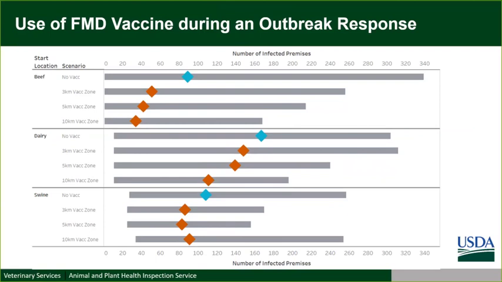So you're seeing here the comparison of scenarios for the 3 different start locations, so beef, dairy, and swine, and within them comparing 4 different scenarios of not using vaccination at all versus applying vaccine in 3 different size zones. And so you can see, first off, that in all cases we can shift the curve to the left, or have smaller outbreaks and smaller durations, if we apply vaccine within containment zones. And so in beef and dairy, we see the most impact when it's within the zone at the 10-kilometer size compared to a 5 or 3.